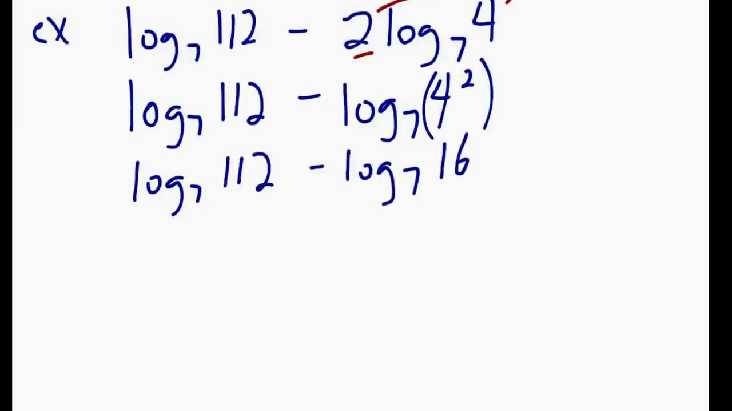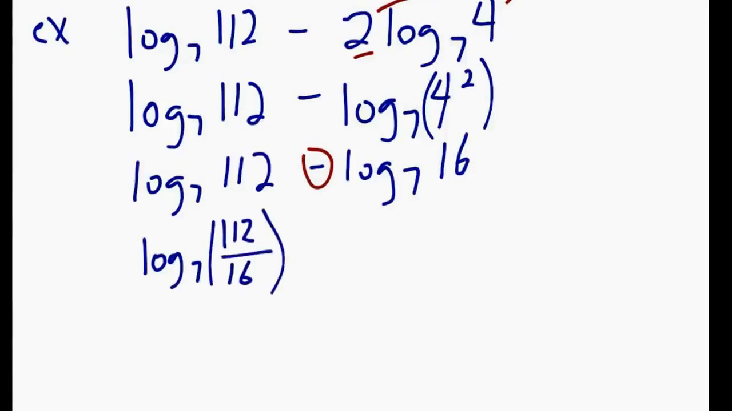And now we have the same bases, we have a minus, so we know that that has to be the division law. So we can then rewrite it as 112 divided by 16. And 112 divided by 16 is 7. So all of this will simplify down to log 7 of 7. What is log 7 of 7? We know that that'll cancel and just be a 1. So all of this work for this question, we basically boiled down to the answer just being 1.